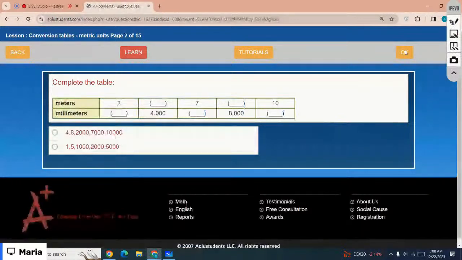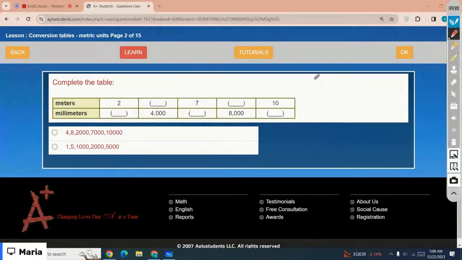Okay, now you have to convert from meters to millimeters, right? 1 meter equals 1,000 millimeters. That is the basic conversion. That means in 1 meter you have 1,000 millimeters, right? So here you have 4,000, here you have 8,000, right? Millimeter is a smaller unit. You need to divide them by 1,000. So here you have 4 and here you have 8, right?